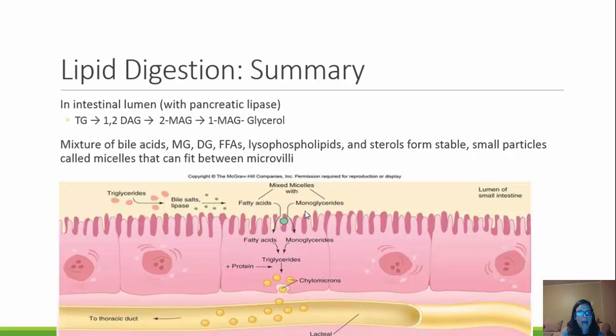And then these bile salts, along with the monoglycerides, fatty acids, and some diglycerides and lysophospholipids and sterols, form a micelle. So these micelles are small enough. We've broken down our big fat globules enough to micelles that are small enough to be absorbed between the microvilli. Okay, so then the micelles go through here, and this is the mechanism by which fatty acids and monoglycerides can enter the enterocyte.